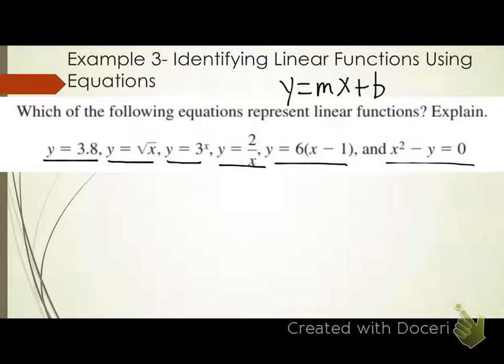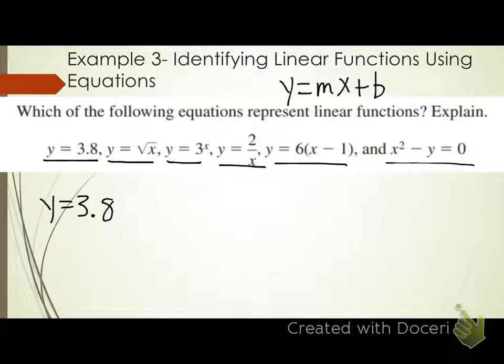So, I'm going to try to get y by itself on all these equations and see if they're in slope-intercept form. So I've got y equals 3.8. Someone raise your hand and help me out here. This one's kind of tricky. Put a plus in between the 3 and 8. No, I've got a decimal there. Anyone help me out? Tell me if this is linear or nonlinear.